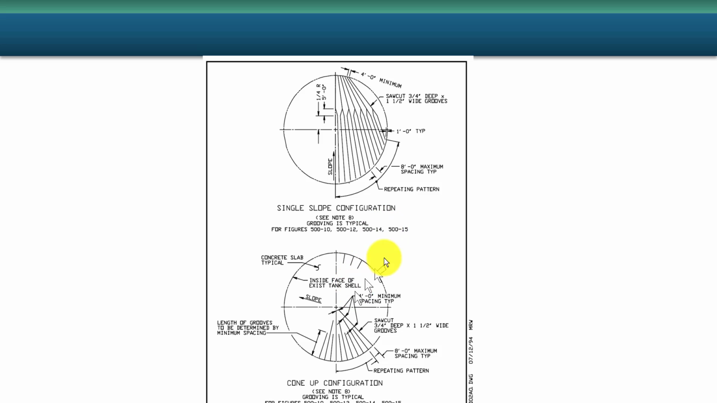So if the spacer material is concrete, a lot of people will slot the concrete with roughly 2 inch by 2 inch grooves. Here it says saw cut 3/4 inch deep by 1.5 wide grooves. Some people report that there's excessive corrosion as a result of that. And the purpose of these is to detect a leak. If I had a leak here, it would come out of this radial. If I had a leak on this side, it would come out of that one. And similarly here, if I had a leak in this one, I'd know roughly where it's coming from.